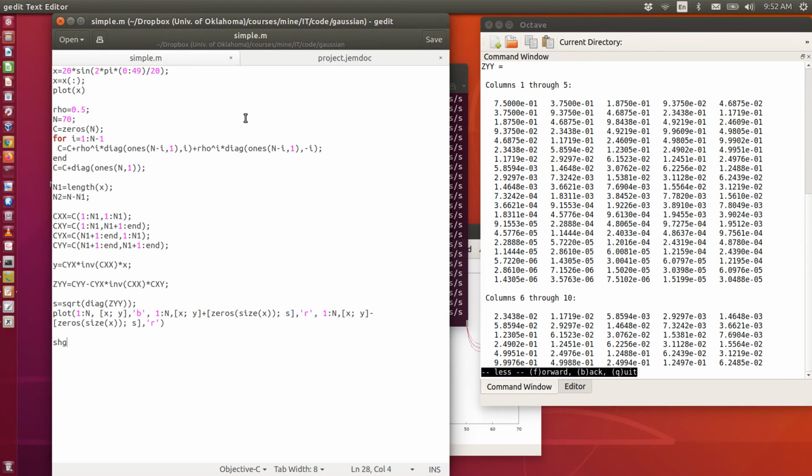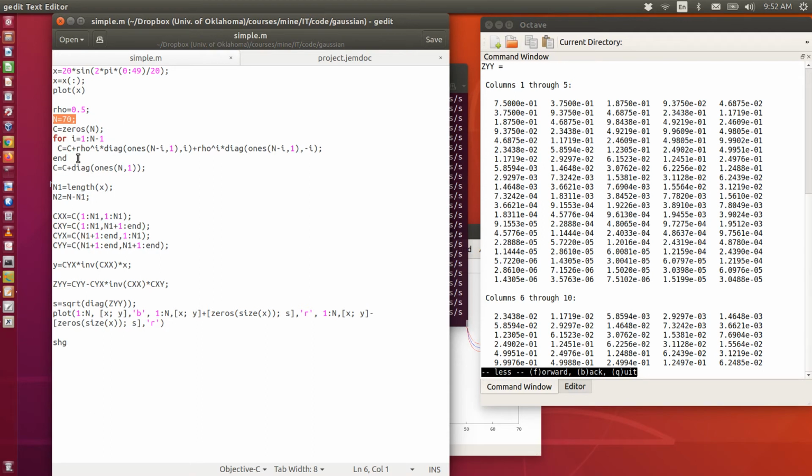Yeah, that's a simple MATLAB code. This is the original sample. Here is x, the original signal, and first we set n, the total number of samples, to 70. Then we fill in the covariance matrix. The covariance matrix is like this.